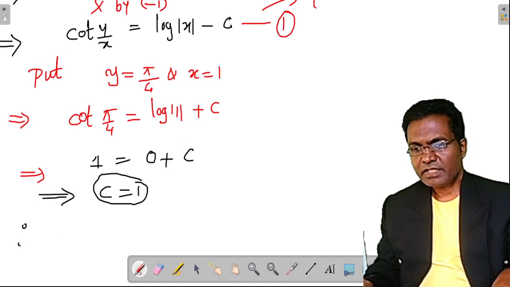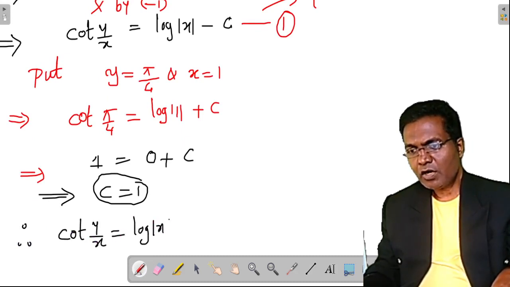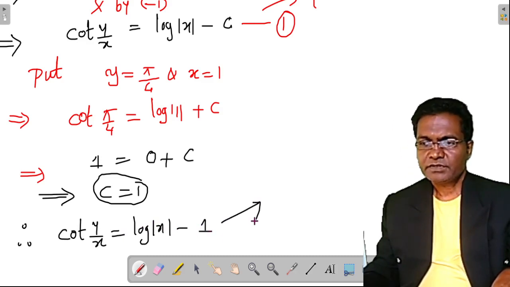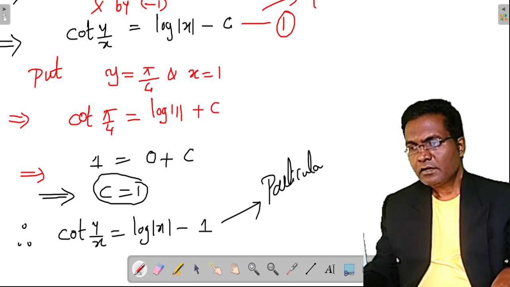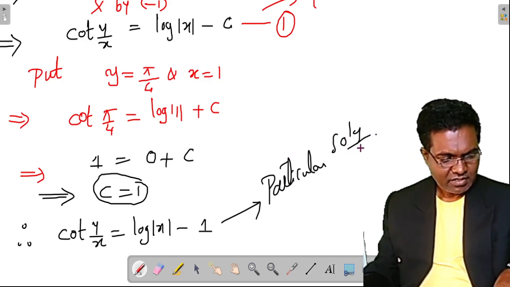Okay, so therefore cot of y by x equals log of x minus 1. This is your particular solution.